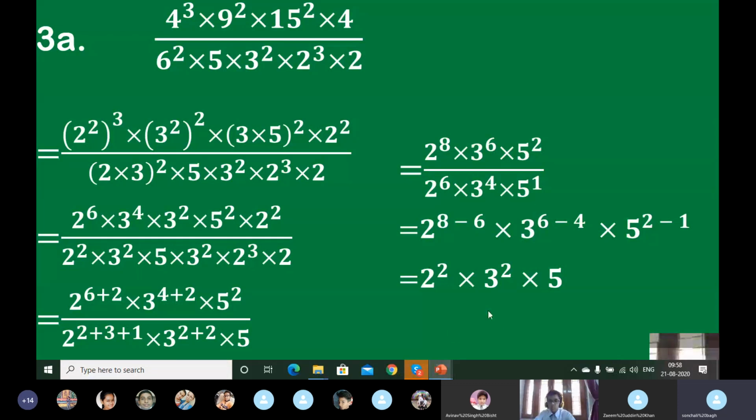So what happens? 2 to the power 4, 2 square is 4, 3 square is 9, 5. So 4 9s are 36, 36 5s are 180. And this 180 is our final answer. Any confusion? No, ma'am.